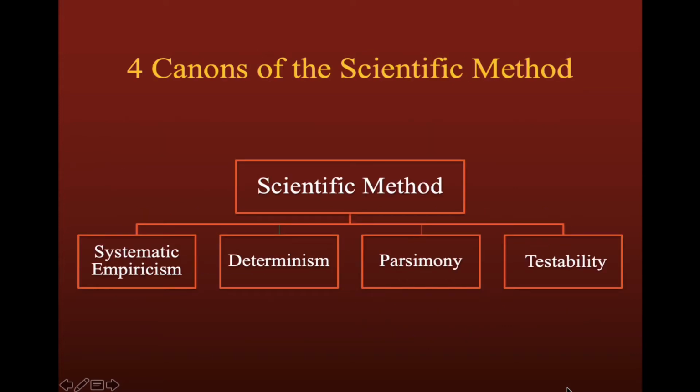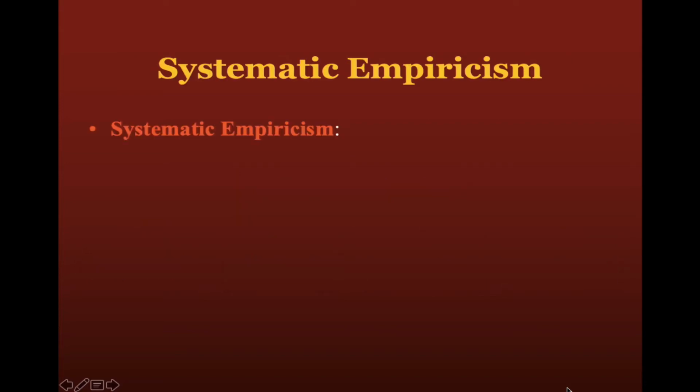So I'm going to take a few minutes to talk about the four canons of the scientific method. So the four key components, principles of the scientific method. The first is systematic empiricism, right? So we know what empiricism is now, right? So it's acquiring knowledge through observation.